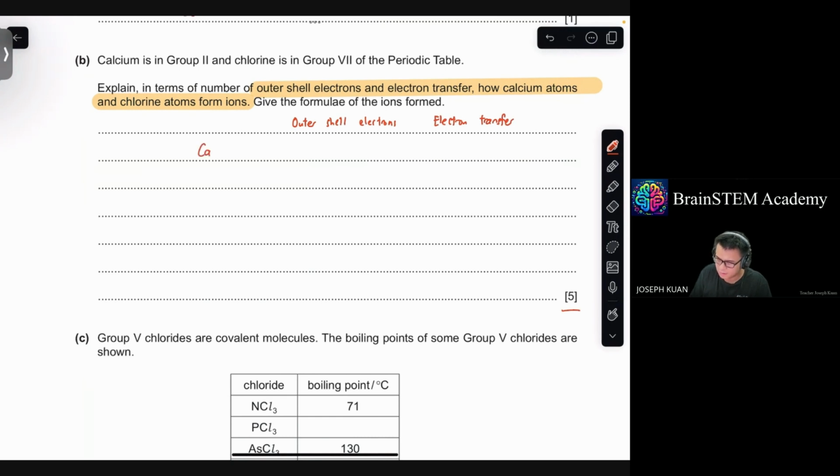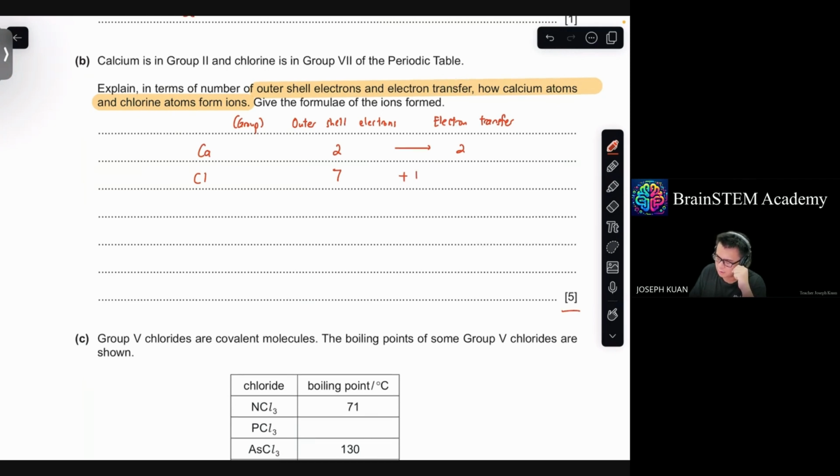So you have calcium. Calcium, the outer shell electrons is 2 due to its position in group 2. Right? So outer shell electrons, you refer to the group. And how many electrons does it need to give or take? It will be giving 2. Right? So whereas for chlorine, it belongs to group 7, which means that it has 7 outer electrons. So will it be taking or giving? It will be more towards taking from others. All right. So that leads to, well, having to add 1 more electron.